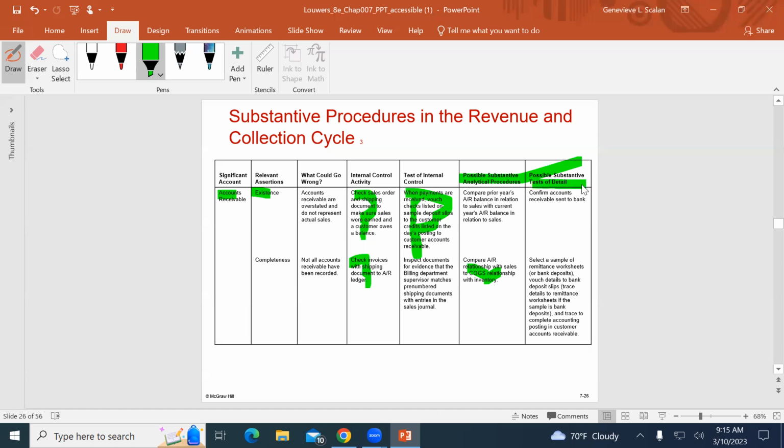What's a test of detail? The main test of detail for accounts receivable is what we call confirmations. All right, the main test of detail, right? So it's not an analytical procedure. You're really testing some detail. You're looking at a document, you're doing something specific. It's confirmations. So a confirmation means for those accounts receivable, you actually contact the customer who owes that and check it out. Do you really have this balance?